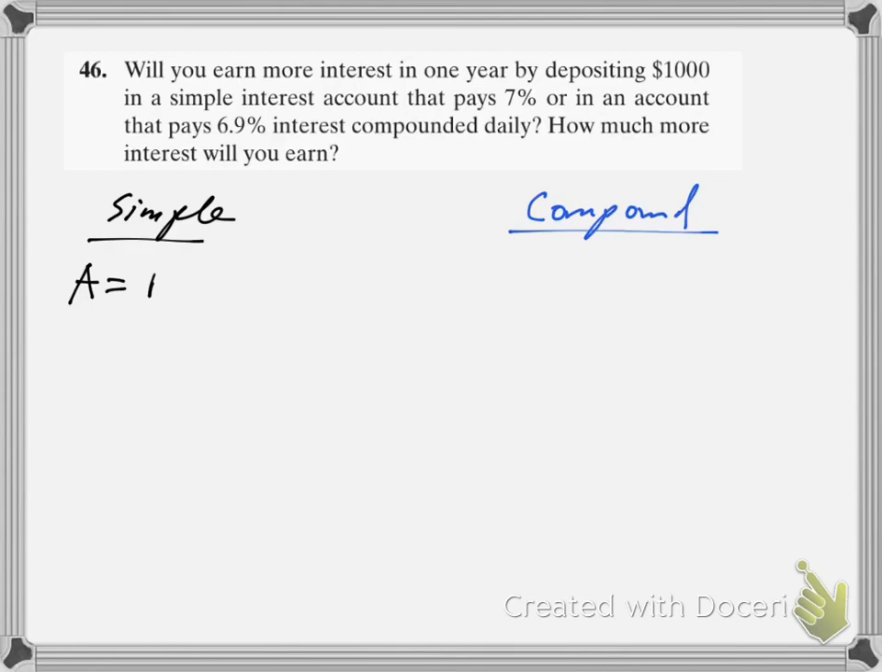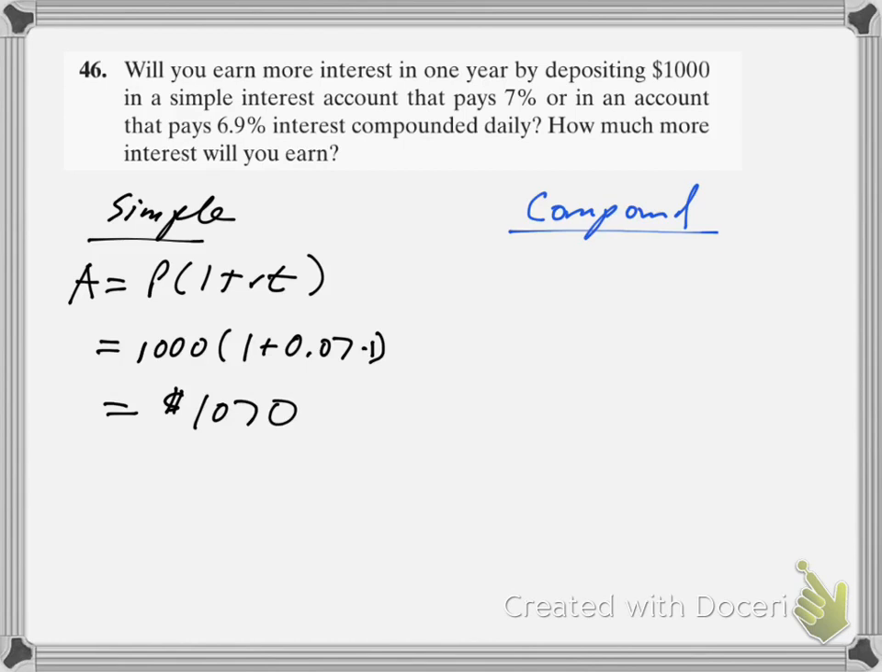A is equal to P times 1 plus RT. So let's see how much we're going to have in the account after 1 year in the simple interest account. So that'd be $1,000 times 1 plus 0.07, which is the interest rate, times 1 year because we're checking it in 1 year. So that'd be $1,000 times 1.07. You're going to have $1,070 in the account if you go with the simple interest model. So the interest you're going to make is $70, right?